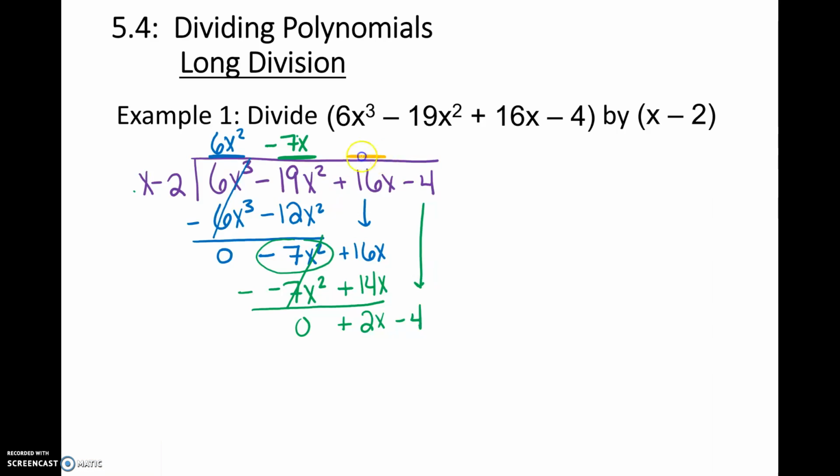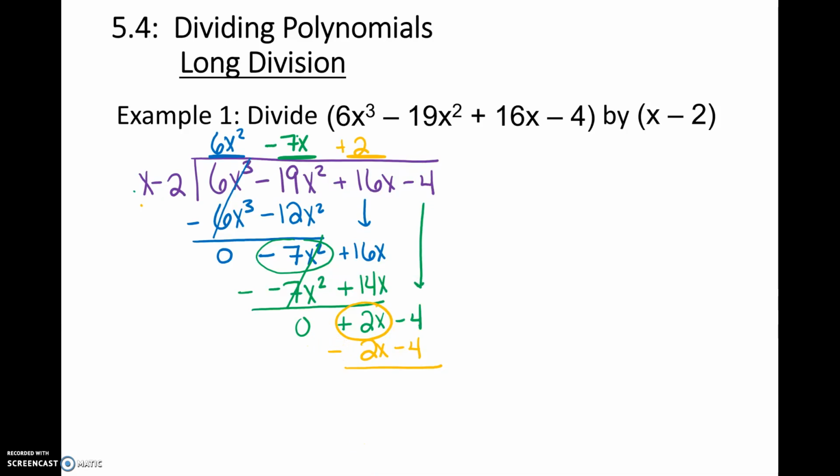We need to figure out what goes here, and we're focusing on the 2x. So x times what would give us 2x? Positive 2. And now multiply. 2 times x and 2 times negative 2. So 2 times x is 2x. 2 times negative 2 is negative 4.